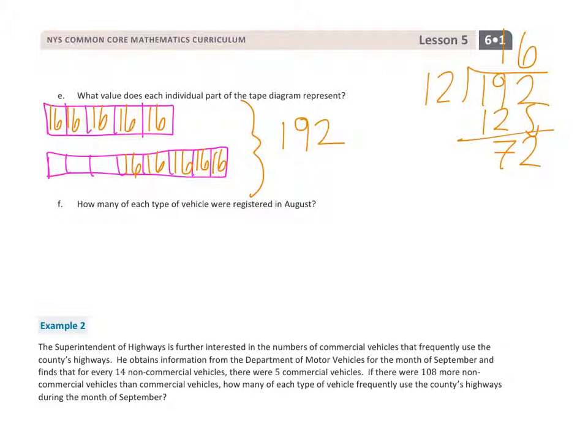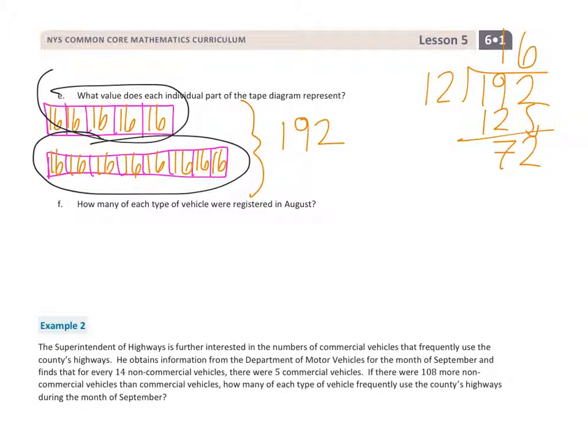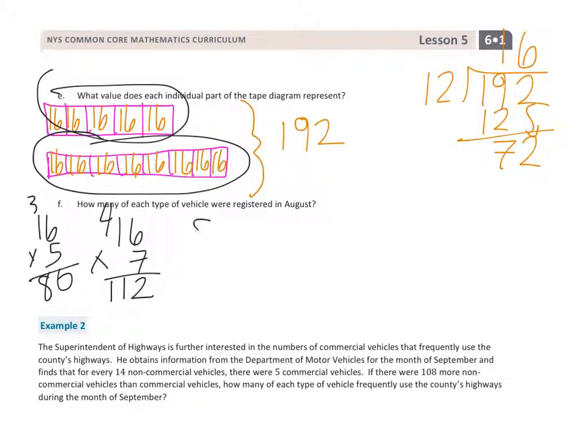And this is going to help us answer this last question. How many of each type of vehicles was registered in August? So to figure that out, I'm going to need 16 times 5 and then 16 times 7. So 16 times 5, 80. 16 times 7, 112. So we know that that's 80 cars and 112 trucks.